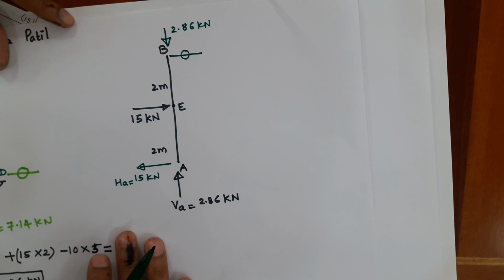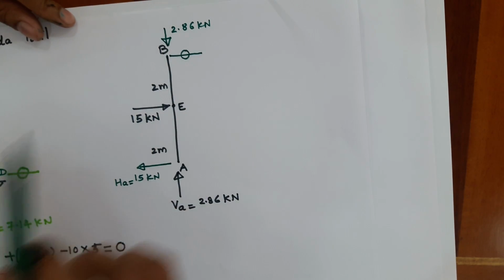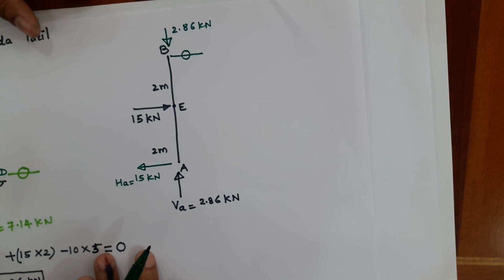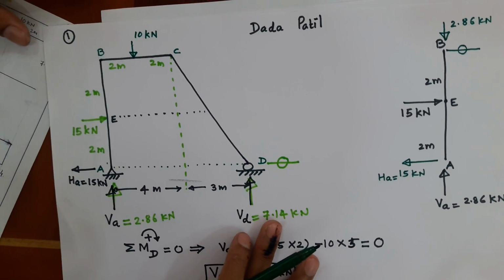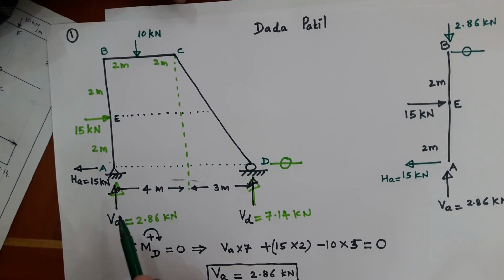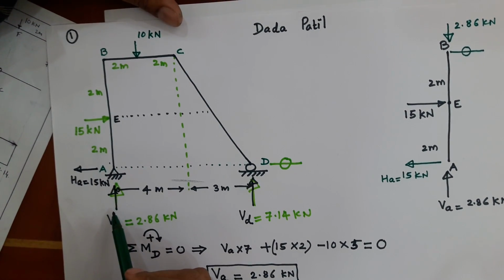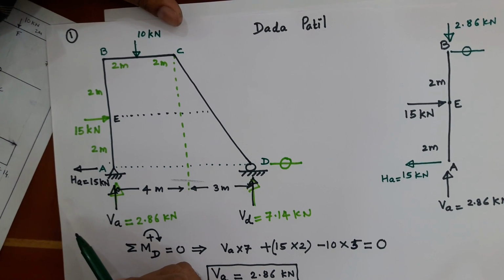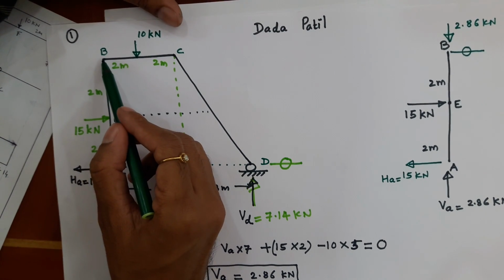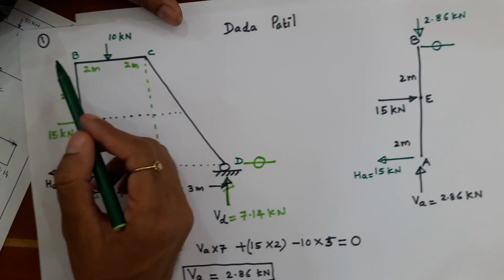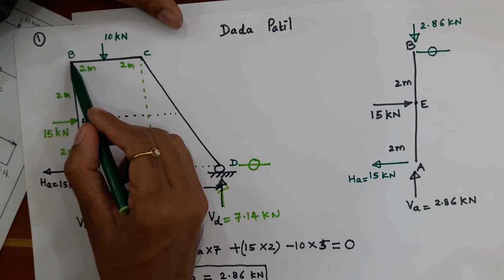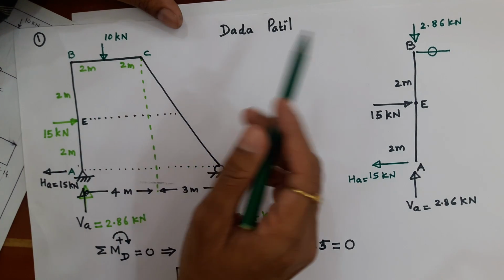This is not the only way we can decide about these reactive forces. We can go from basics also, and I will show you how. Now, going back to the original diagram, this Va is 2.86. Now, I want to know the internal reactive forces here at B.